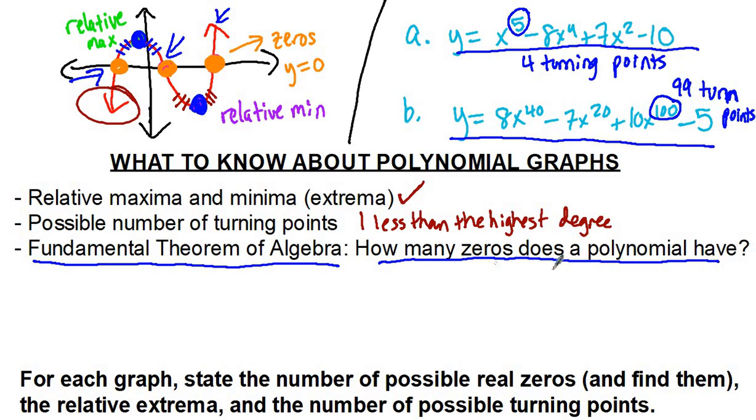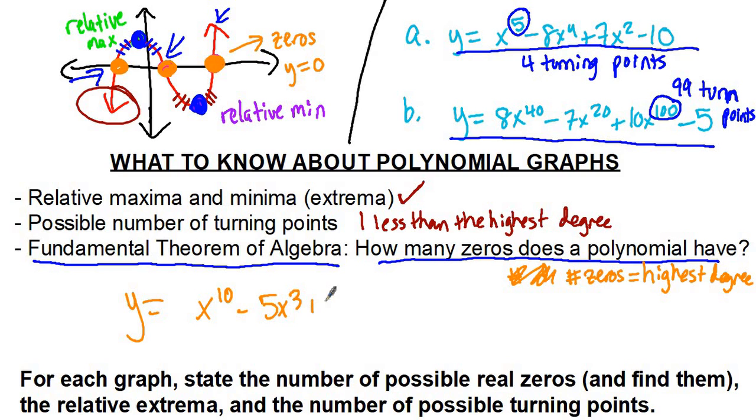How many zeros does a polynomial have? The number of zeros that a polynomial has is equal to its highest degree. And what I mean by that is, let's say we had this function, y equals x to the 10th minus 5x to the 3rd plus 4x squared.